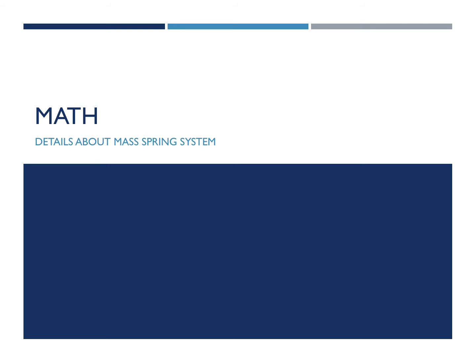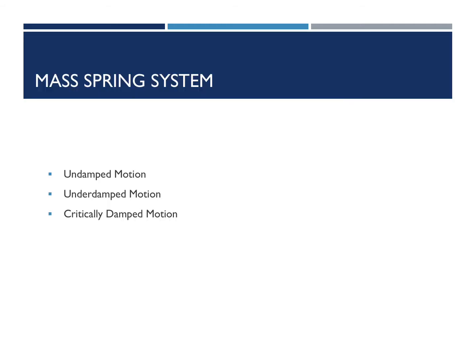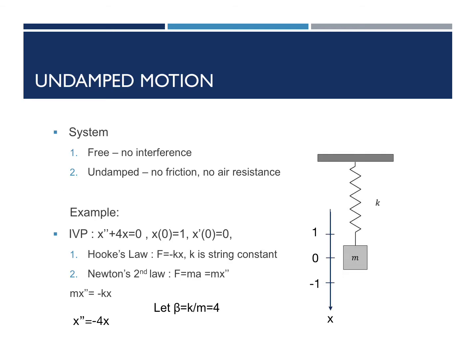Well, this is the math part of the details about the mass-spring system. In our system, there are three kinds of motions, which are undamped motion, underdamped motion, and critically damped motion. For the undamped motion, the system is free with no interference, and it's undamped. There's no friction, there's no air resistance.